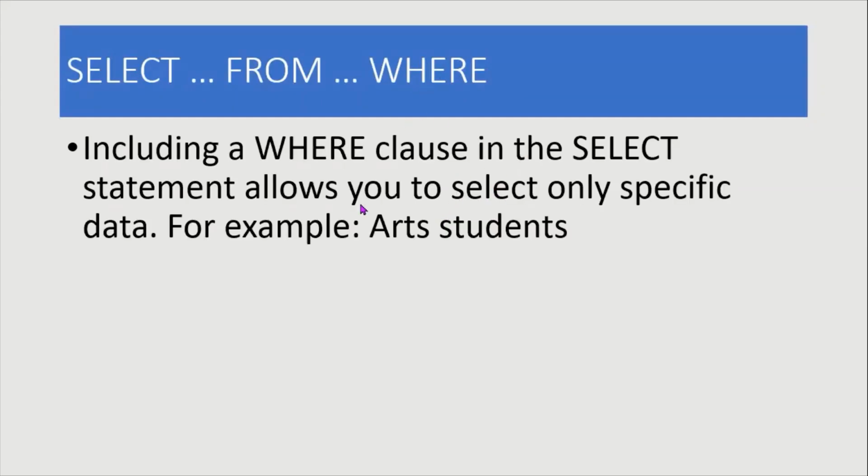Now the where clause is used to select only specific data. For example, as I said before, I just want to see the students who are taking arts, or if I want to see only the students who are taking business, how do I get such a list? It is where we now use the where clause.